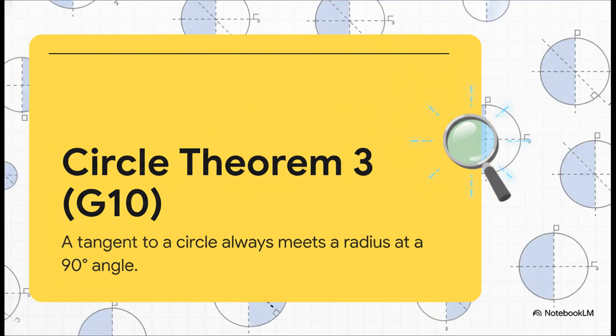So a tangent is a straight line that just kisses the edge of the circle. And where it touches, it will always form a perfect right angle with the radius at that exact point. Anytime you see a tangent in a diagram, you should be looking for that 90-degree angle.